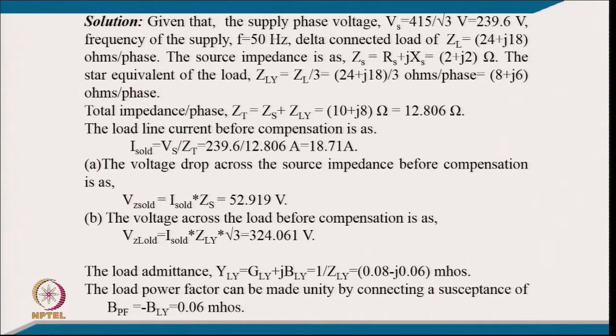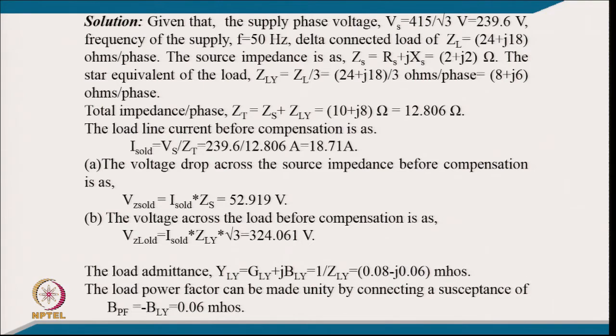The total impedance of the circuit in equivalent star connection, including the source impedance and equivalent star, will be ZT equal to ZS plus ZLY, that will be 10 plus j8, and the magnitude of impedance is 12.806 ohm. So, the load line current before compensation will be Is equal to Vs upon ZT, and that is the phase voltage 415 by root 3, equivalent to 239.6 divided by 12.806, the impedance, and the value comes to 18.71 ampere.